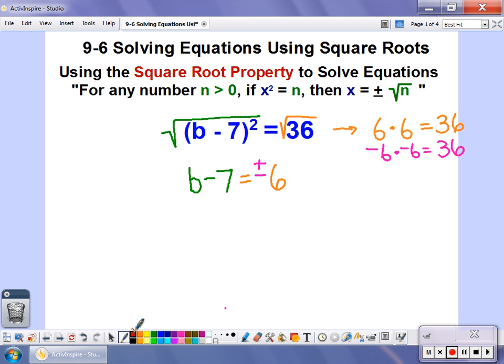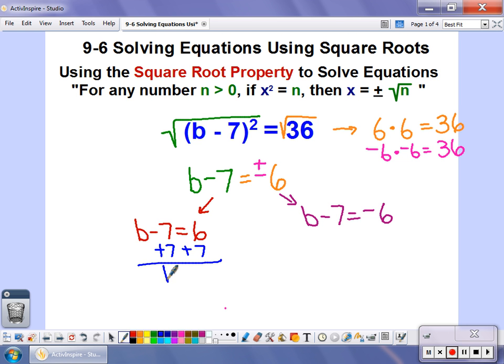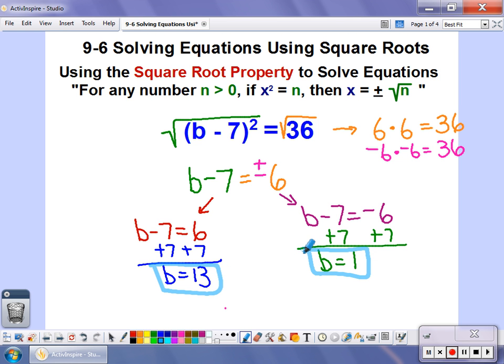Now once we've done that, this is just like a regular equation that needs to be solved. And I need to solve it twice because I know that b minus 7 might be positive 6. But I also know that b minus 7 might be negative 6. And so I rewrite it 2 times, and then I just solve each of these equations. And I find out that b might be 13, or when I add 7 to both sides here, I found out that b might be 1. So the answer is either b equals 13 or b equals 1.